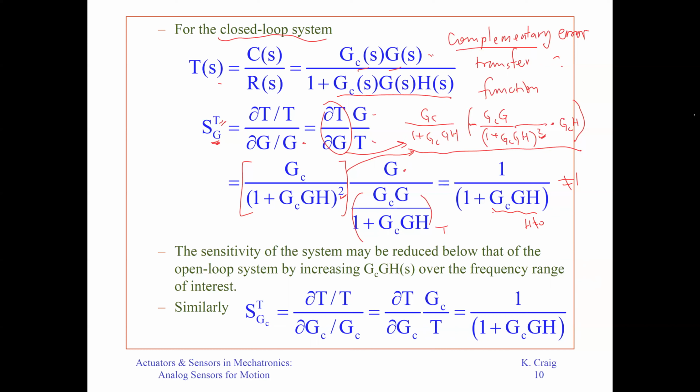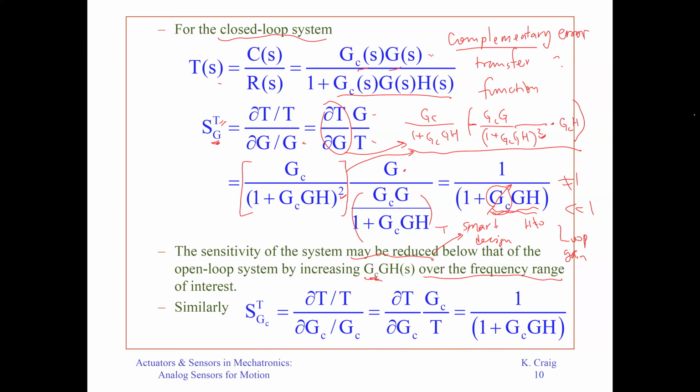So then you have a way to say, I can change this GC by my smart design, in such a way that the overall, this one is less than or equal to 1. In other words, this whole thing is called loop gain. If the loop gain overall is big, then this is small. So it may be reduced, depending on how smart you are, below that of the open loop system, by increasing this one over the frequency range of interest.